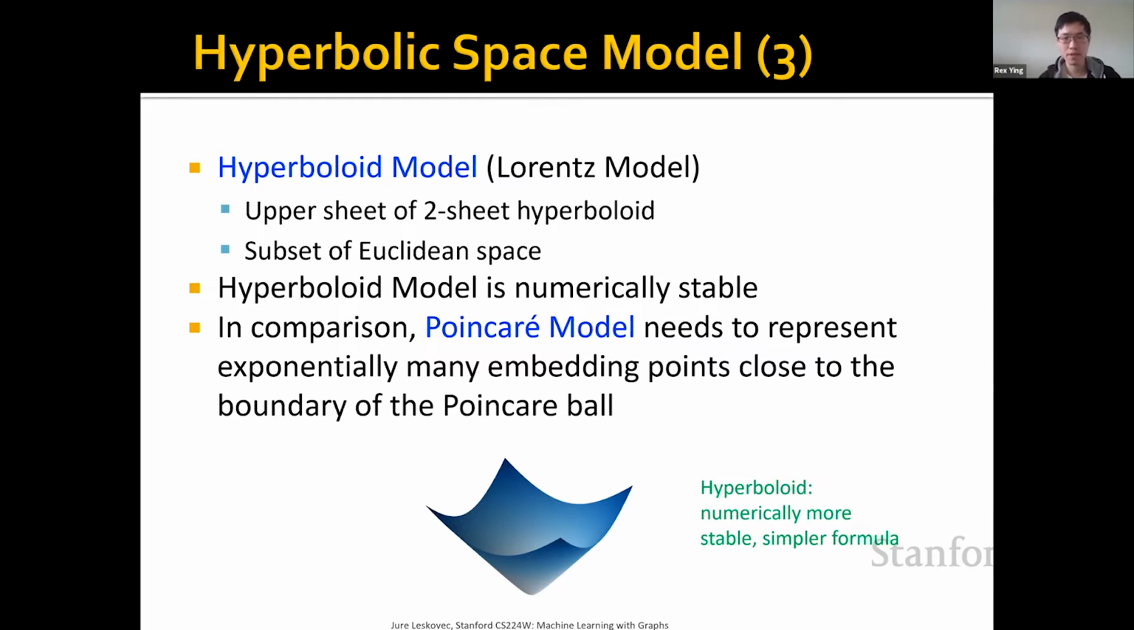Papers have shown that the hyperboloid model is numerically more stable, and it also has the advantage of a slightly simpler formula to represent its metric as well as distances. A lot of times we do derivations and represent the neural network architecture inside this hyperboloid model. These two, the Poincare ball and the hyperboloid model, are equivalent in the sense that we can have a mapping between the Poincare ball and the hyperboloid. And this mapping is one-to-one, so it's a bijection.